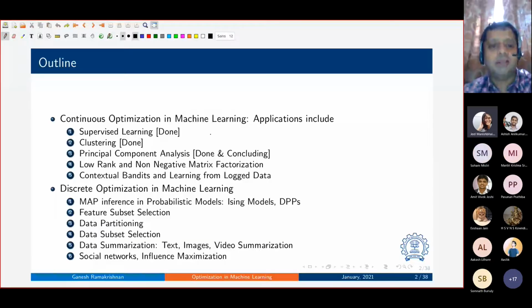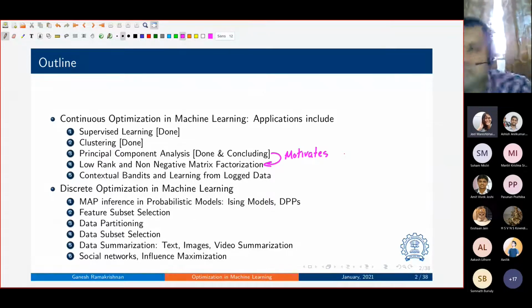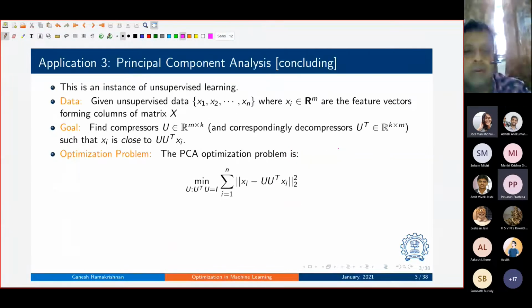Okay, just continuing. I was explaining how the solution to principal component analysis works, and what follows, which is low rank and non-negative matrix factorization. We'll then look at contextual bandits and learning from log data, and then move on to discrete optimization problems. Okay, this is the plan for today. Let's see how much we can do.